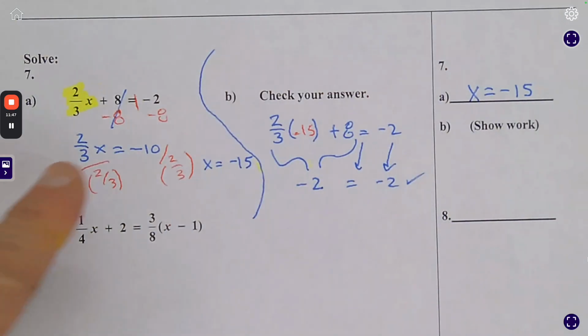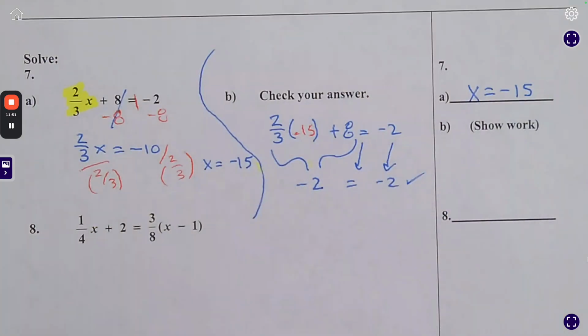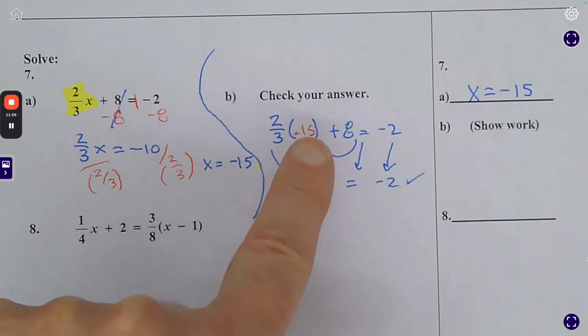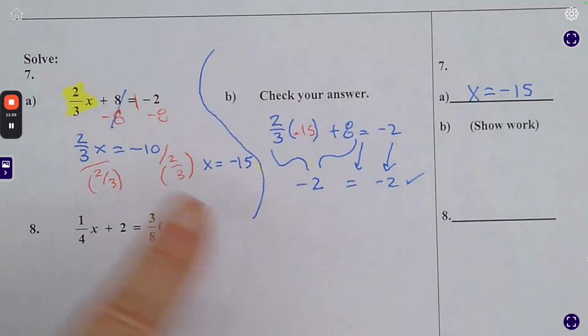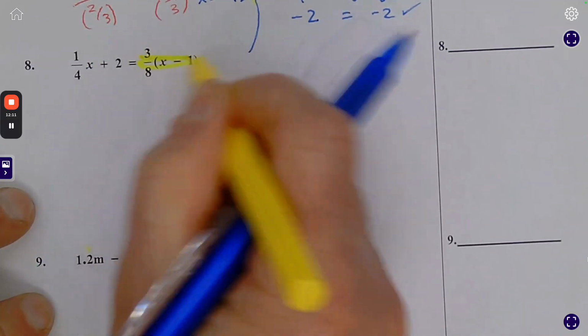Show me the original equation with the number you solved for. Make sure it works. If it doesn't work, then double check to make sure you typed that in first. And then if that still doesn't work, go back here and check your solving skills. All right?